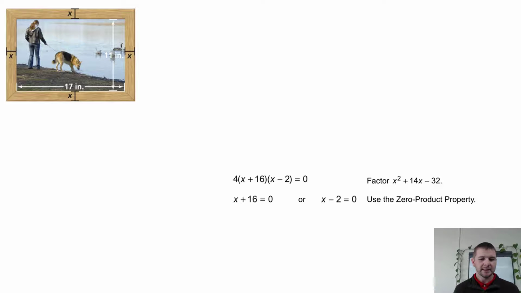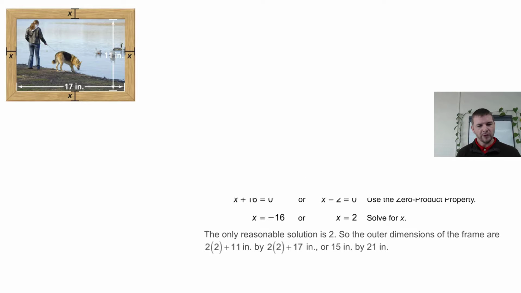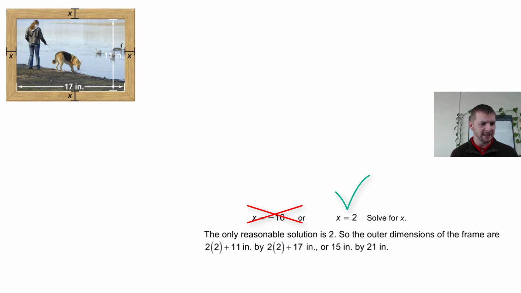As before, setting up two equations, first x plus 16 equals 0, and second x minus 2 equals 0, and solving each of those independently. On the left, we find x equals negative 16 to be a solution, and on the right, x equals 2. The only reasonable solution is 2. Note, negative 16 doesn't make any sense in terms of the measurements of this photo.